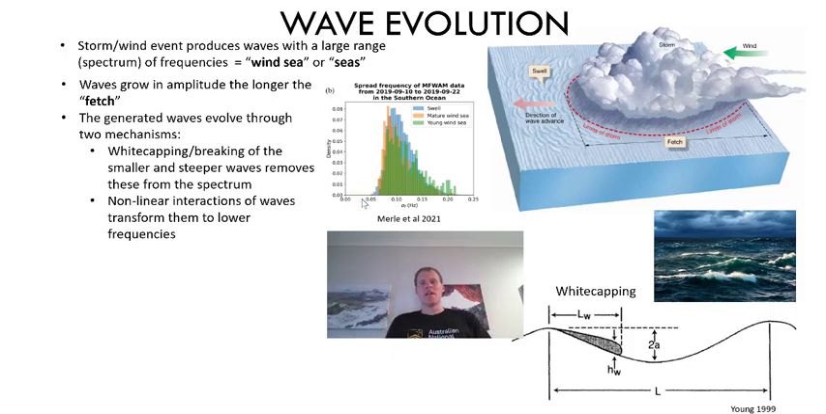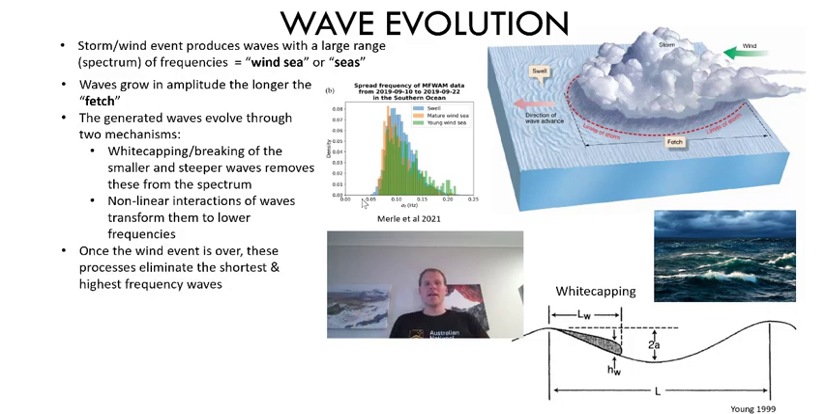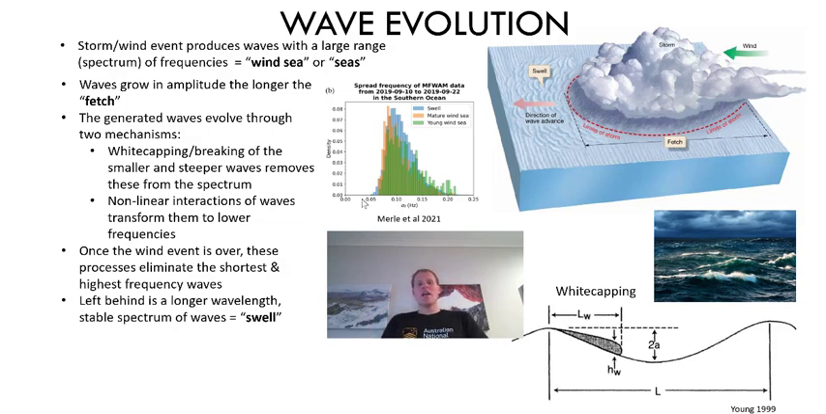Now, of course, at some point, the wind event stops and you no longer are forcing the wave field, and then these interactions will cause all the very shortest waves and highest frequencies to essentially die out, and you're left primarily with the longer wavelengths. And these longer wavelengths that persist after the wind event are something we call the swell. And so these are quite stable because they're not going to be prone to the breaking and nonlinear interactions, and so they tend to propagate over very, very long distances.